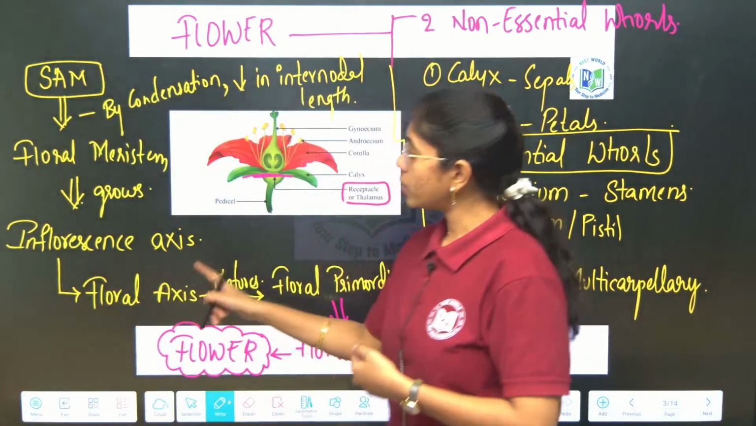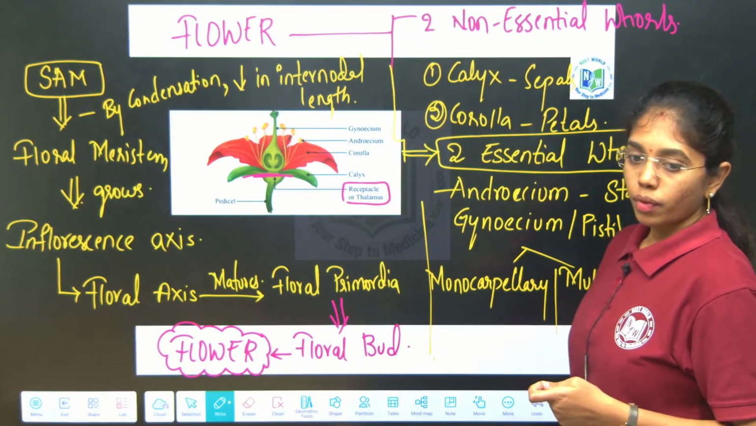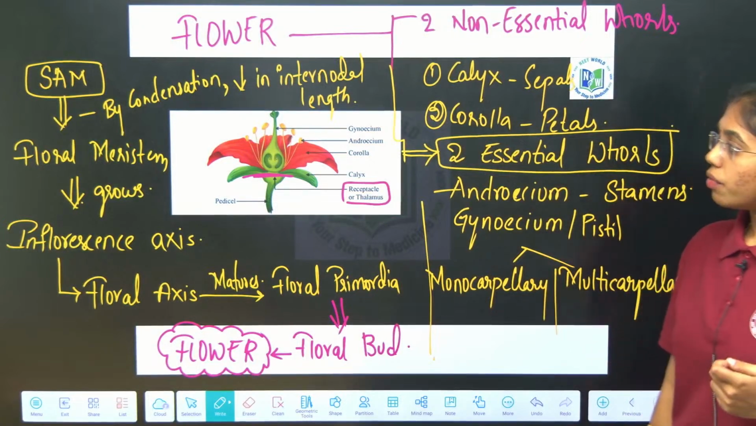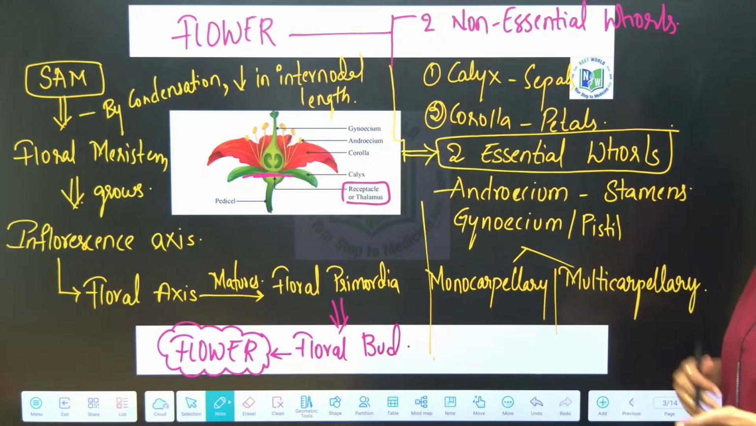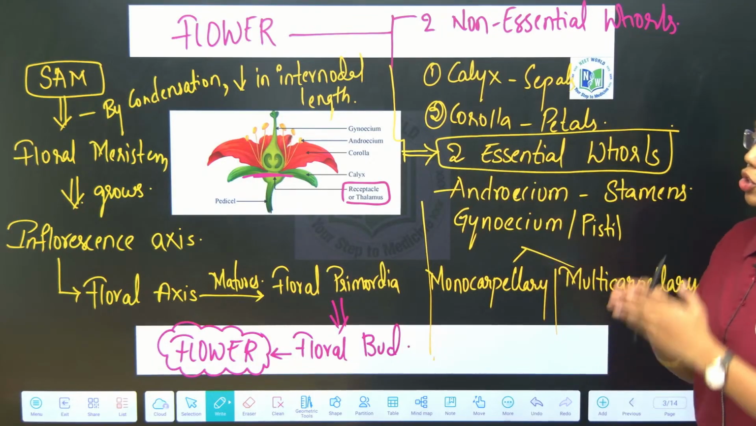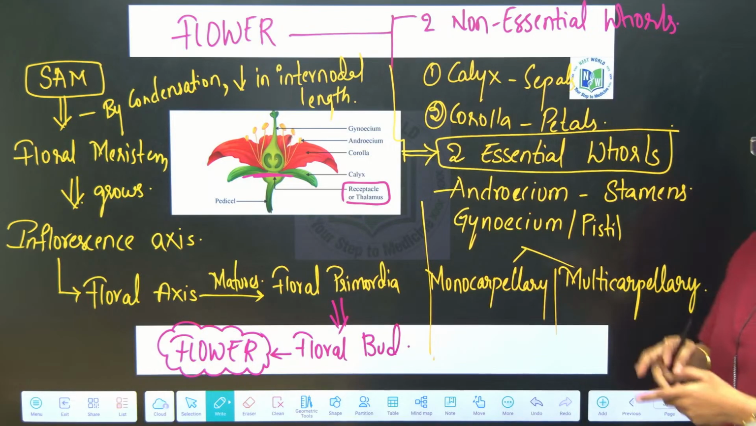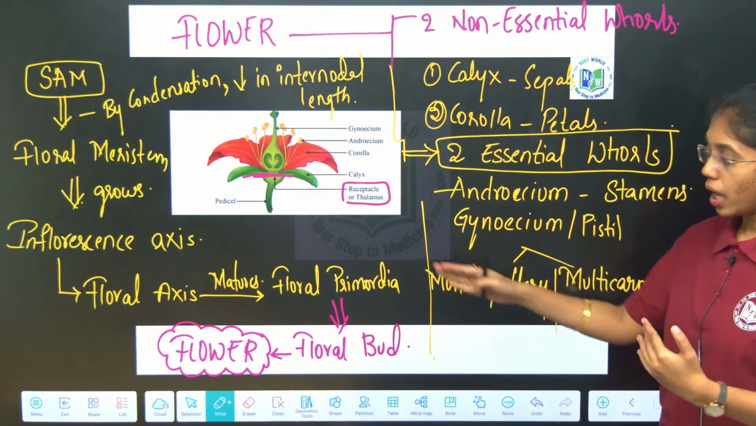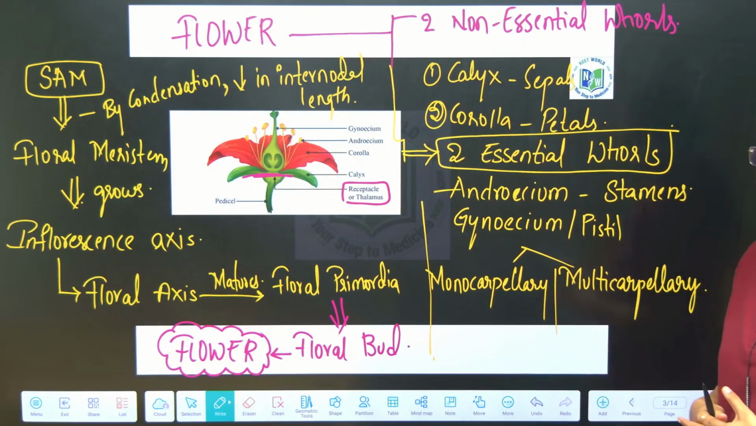We can expect a statement based question from this, so take the flow chart of this. First, shoot apical meristem will condense, decrease in the internodal length, and turn to a floral meristem, which grows to an inflorescence axis and then to floral axis, which then matures to floral primordia and then to floral bud, which then develops to a flower, a complete flower.